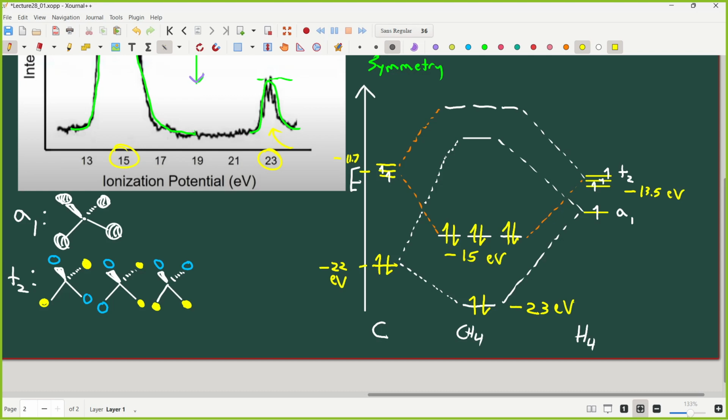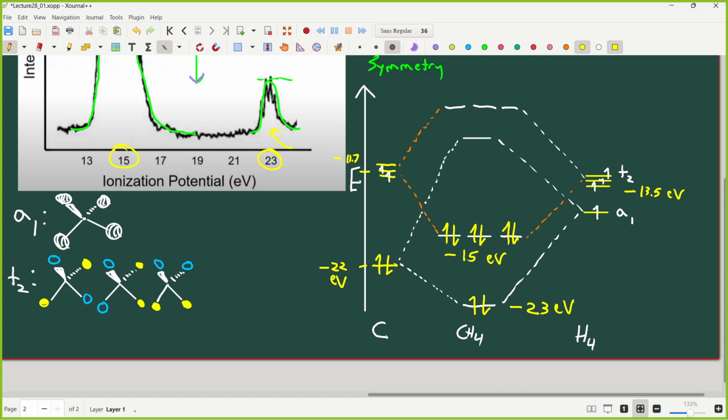But the question, of course, is, this is a chemical and structural change when you remove an electron from methane. And the question that's very interesting to ask is, what's the time scale of this? Once you remove an electron, how long does it take?